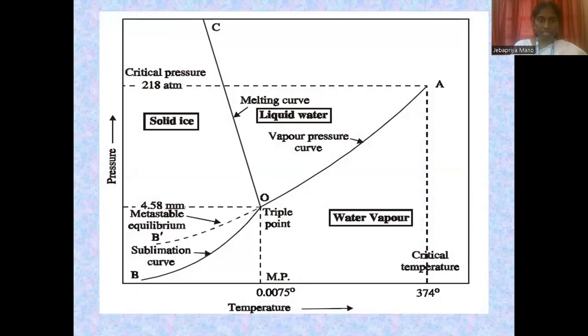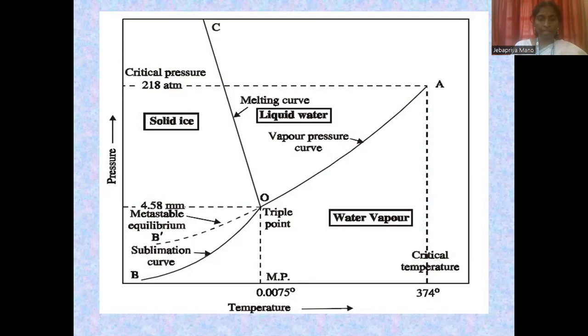Now you can see this phase diagram. This phase diagram is having curves, areas, and points. So let us see the curves. The curves are OA, OB, OB dash, and OC. Maybe it is a line, but I call it a curve here. So altogether we have four curves here. That is curve OA, curve OB, curve OC, and curve OB dash.